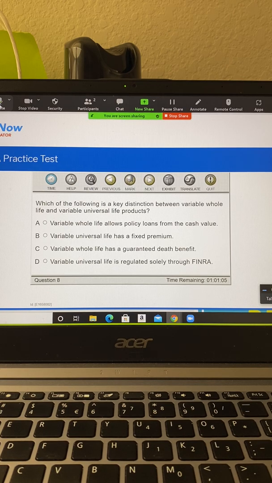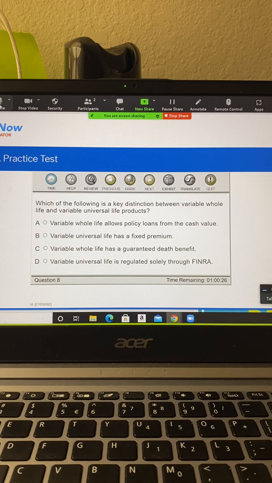Let's do a true or false question. Variable whole life policies allow policy loans from cash value. That's true. Variable universal life, they allow loans too, but it's called a partial withdrawal. Basically the same concept. Variable universal life has fixed premium? Well, no. Any universal life has a flexible premium. Because they're asking what's the key distinction?